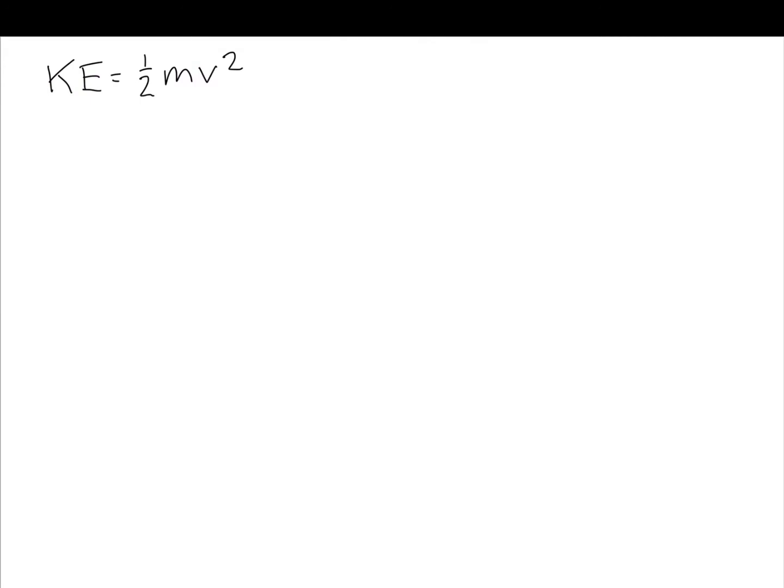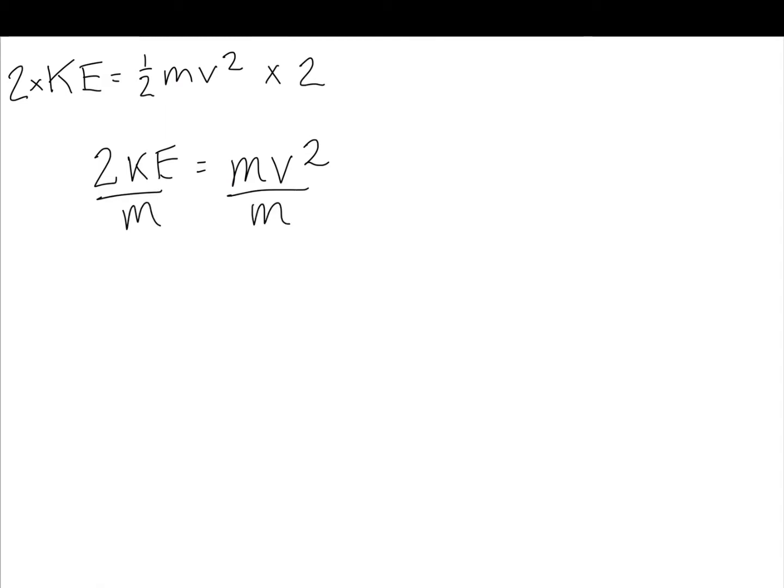So now let's try to solve this equation for v. The first thing that we'll do is multiply each side by 2 in order to get rid of this fraction, which leaves us with 2ke equals mv squared. Next thing we'll do is divide both sides by m, which leaves us with 2ke over m equals v squared.